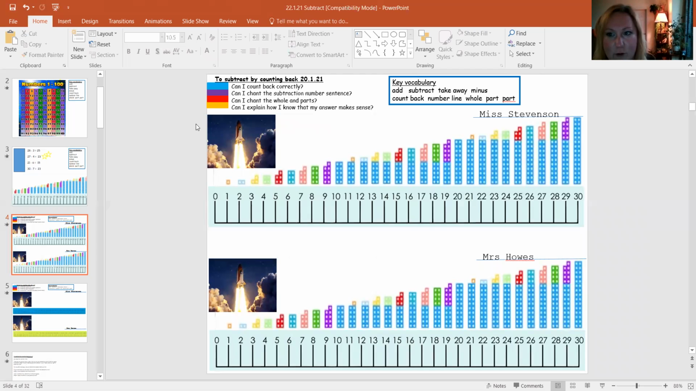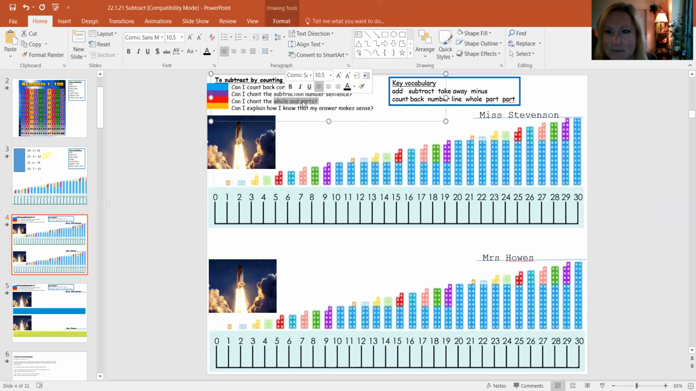If you're on the purple level, if you want to try, I think you should, try to chant, that means say, the subtraction sentence, number sentence that you're going to do. This will make sense in a minute. Can you even say it as whole and parts? And then what I want you to be also thinking about, if you're pushing yourself to the orange level, is can you explain how you know that your answer makes sense? So a really grown-up skill in maths is to look at if you do a calculation, if you work something out, like 3 plus 2, and you get the answer, I want you to start thinking about, well, does this actually make sense?